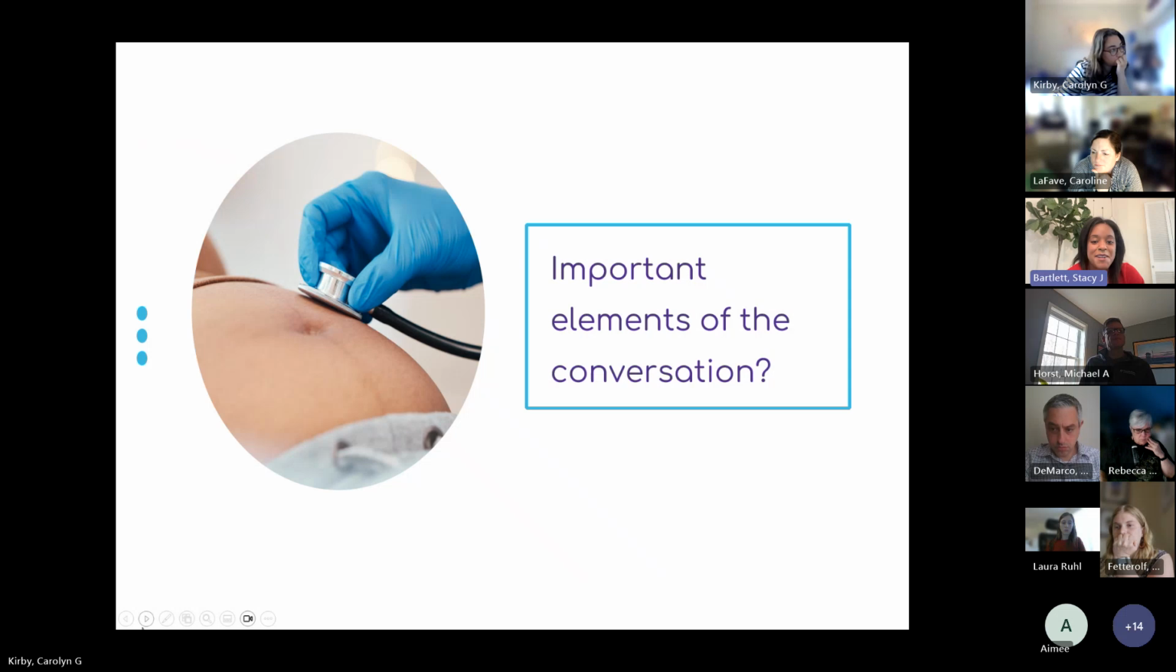Okay, so any thoughts about some important elements of that conversation? Has anybody who's doing 4TM right now had this conversation and found some ways that are helpful, or things that were hard that came up when asking this question? Or if you haven't used it yet, can imagine some things that might be helpful or would be less helpful in this conversation?